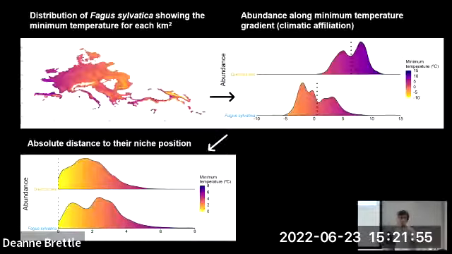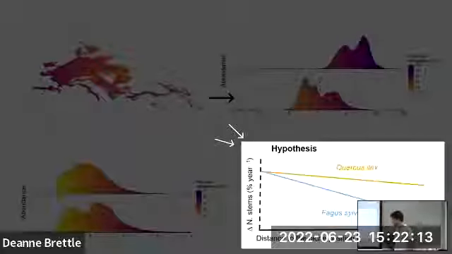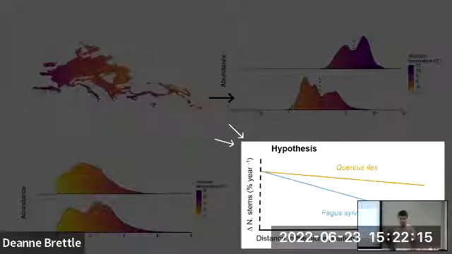Now what we can see is, when you are farther away from this dashed line, how the abundance decreases in absolute terms. These plots are the same, but this one is in absolute terms. But we weren't interested in abundance. We are interested in demography, right? So with this one, we created our hypothesis.